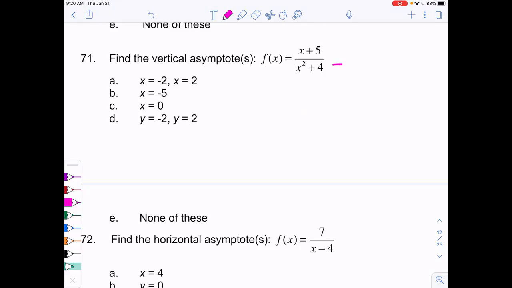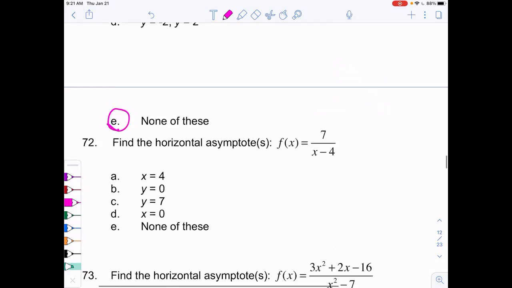If I set this equal to 0, and when I solve and take the square root, you get imaginary numbers. Imaginary numbers mean there are no vertical asymptotes. I was worried I made a mistake. So number 71, to find the vertical asymptote, you're still setting the denominator equal to 0, solving for x, but you cannot have an imaginary asymptote. Good question to ask, Evan. Other questions?